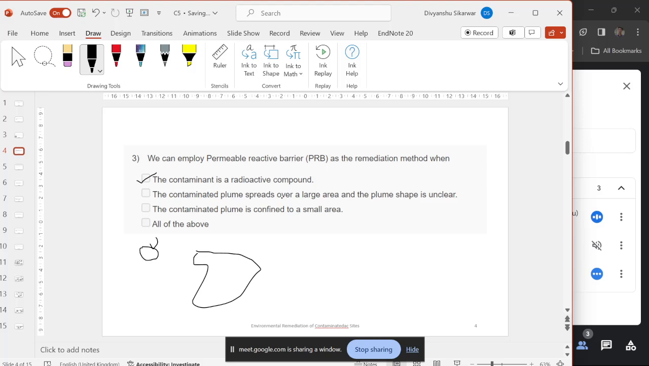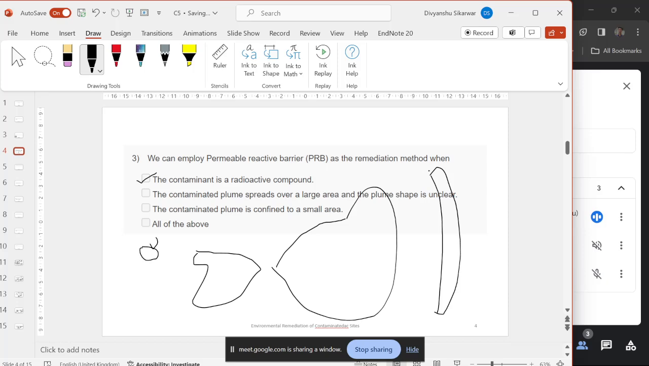And the contaminant plume spreads over a large area and the plume shape is unclear. In this case, can we use PRB? No, sir. If the spread is very large, then we have to build a bigger PRB, right? Yes. And if the plume shape is not clear, then we can't decide the shape of the PRB we are going to build, and it is spread around. So in this case, we can't use PRB.